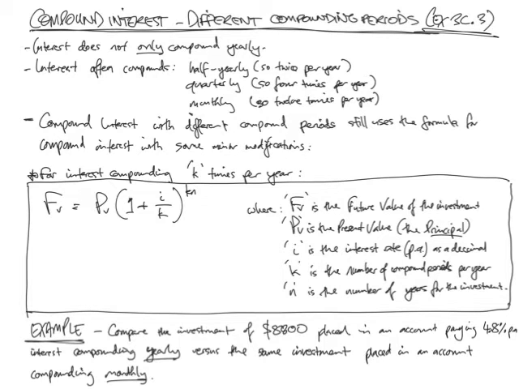Next video for 11 General Maths. This is going to be on compound interest again, but it's looking at what happens if you have different compounding periods. So this will help you with exercise 3C.3.